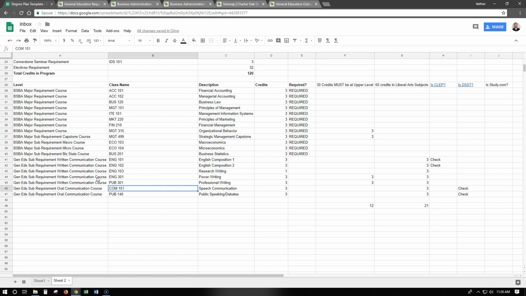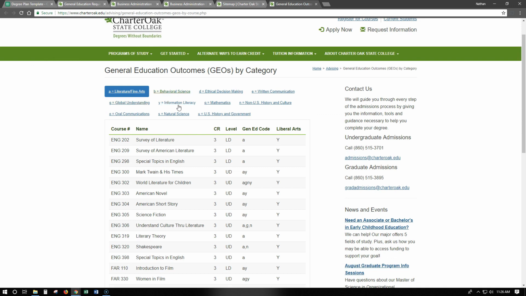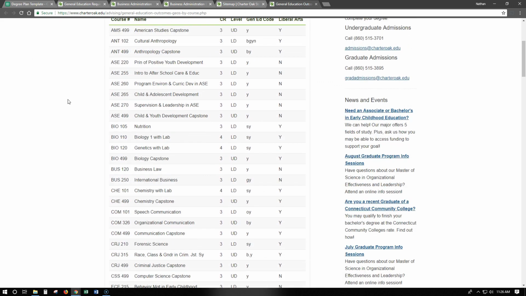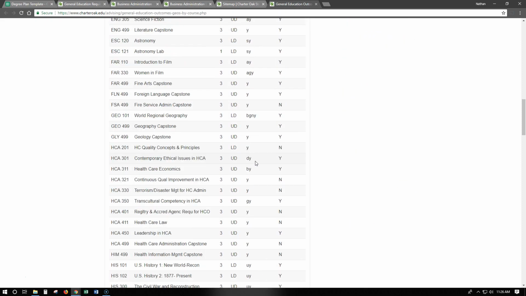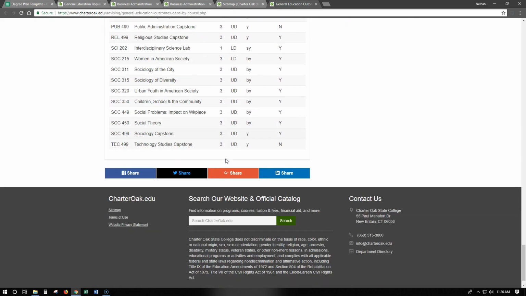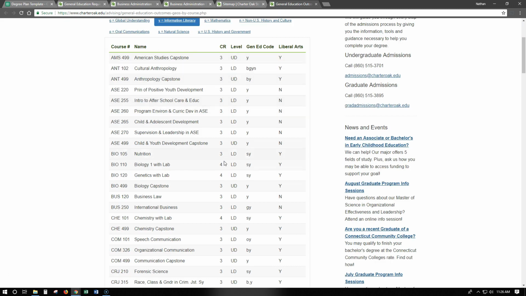But we would want to jump to these and say, okay, we need an information literacy, right? So here we go, information literacy. And now we can see that here are all the courses that they provide. That's a lot of courses. Here they just literally have liberal arts, yes or no. So we know we need that. So this gives us pretty much all of our information right here.